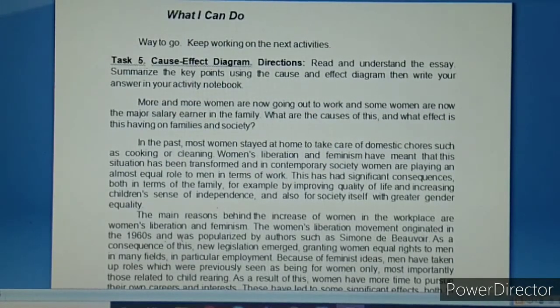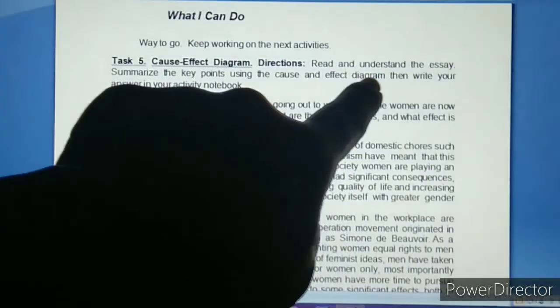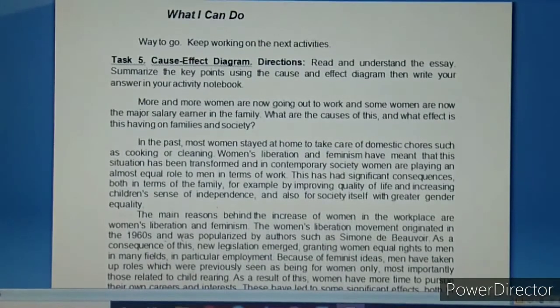Okay, let's move on to task 5. This is entitled Cause-Effect Diagram. Here is what you are going to do. Read and understand the essay. So using your module, I want you to read the essay. And then after reading the essay, you are going to summarize the key points using the cause and effect diagram. So again, using the cause and effect diagram, you are going to summarize the key points of this essay. Then you are going to write your answer in your answer sheet.